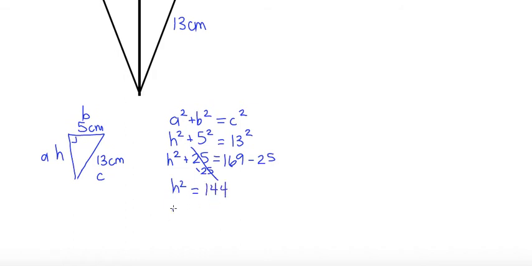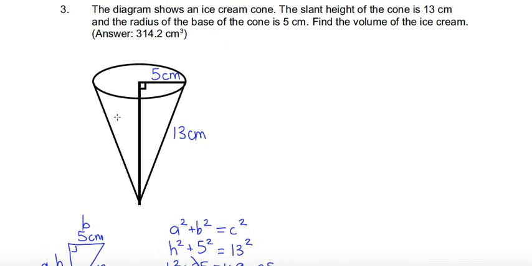To go from h squared to h, I need to take the opposite of squaring a number, which is the square root of a number. And the square root of 144 is 12. My units in this question is centimeters. So now that I know that the height of my cone is 12 centimeters, I can now find the volume of ice cream that would fit inside just the cone portion of this. So I'm not going to worry about anything on top of the ice cream, of the cone, just what would fit inside of this cone.